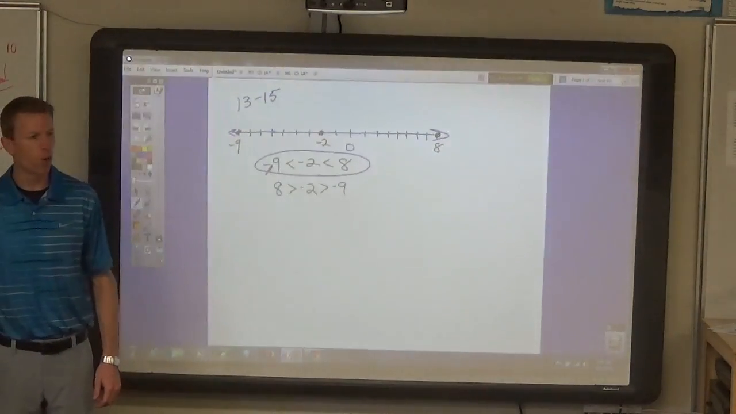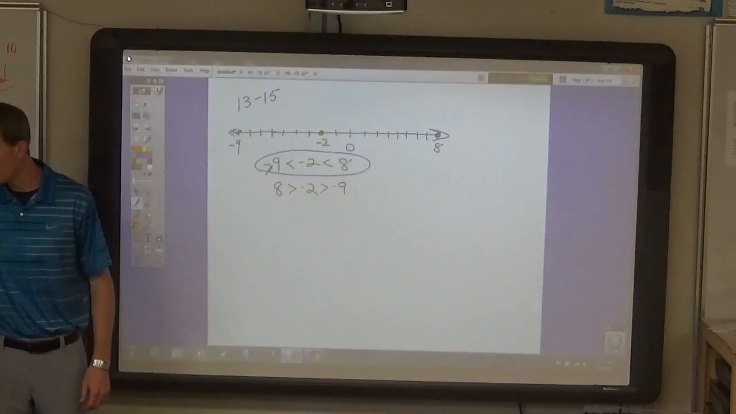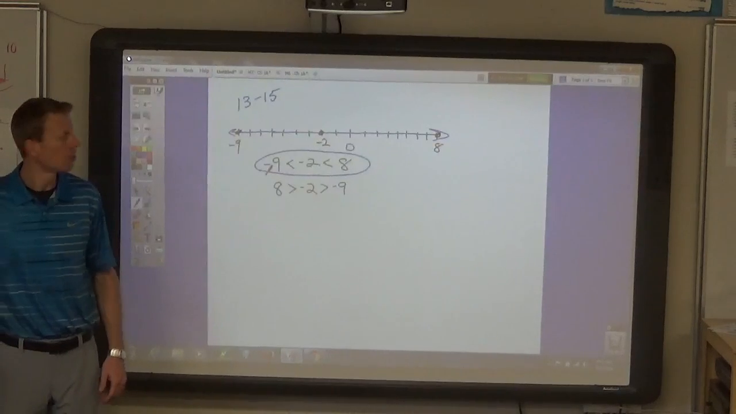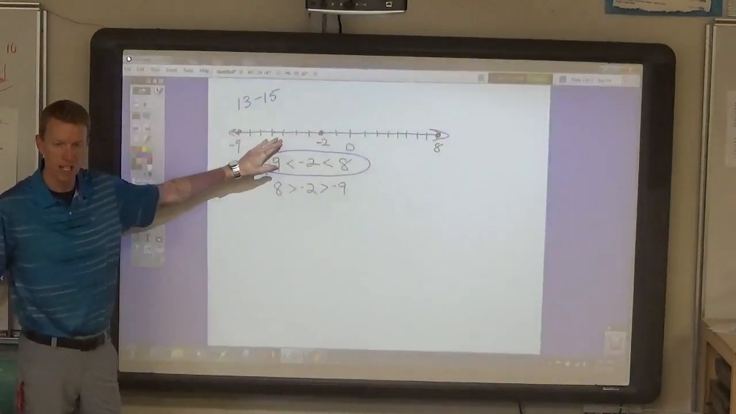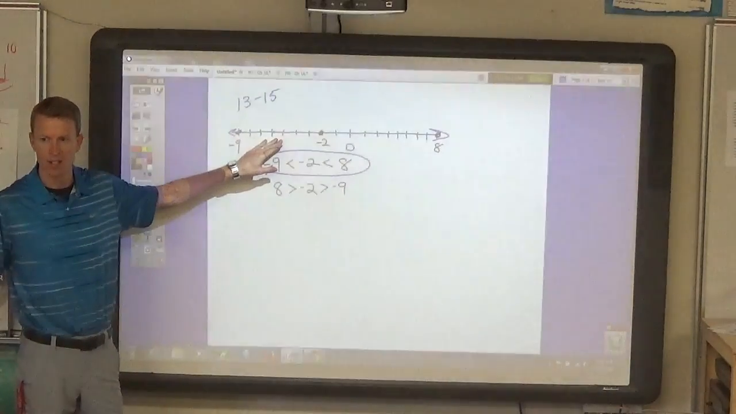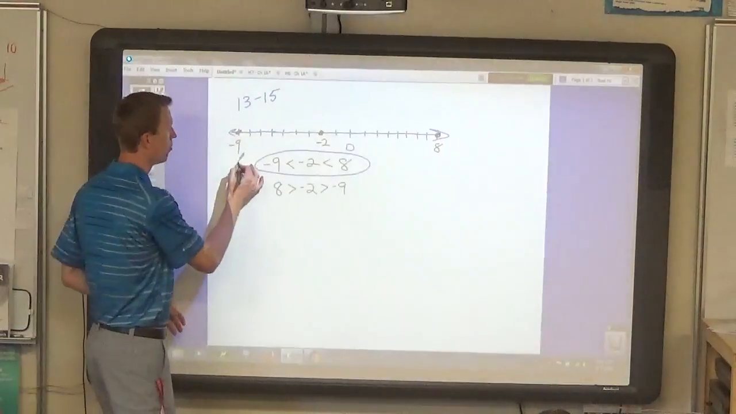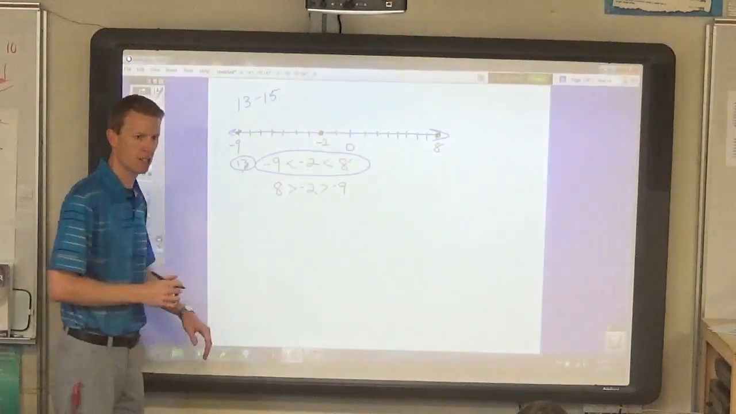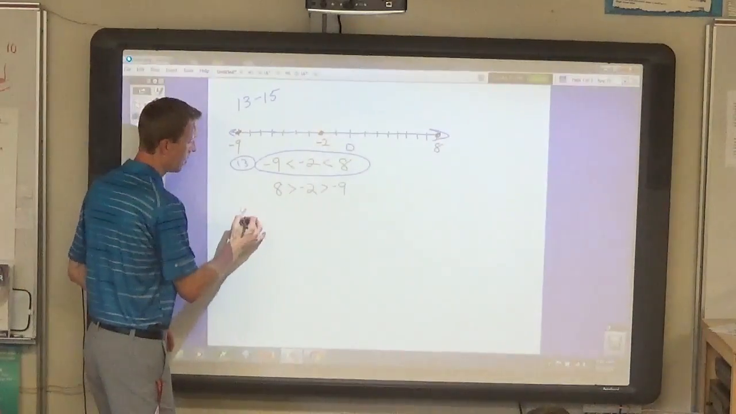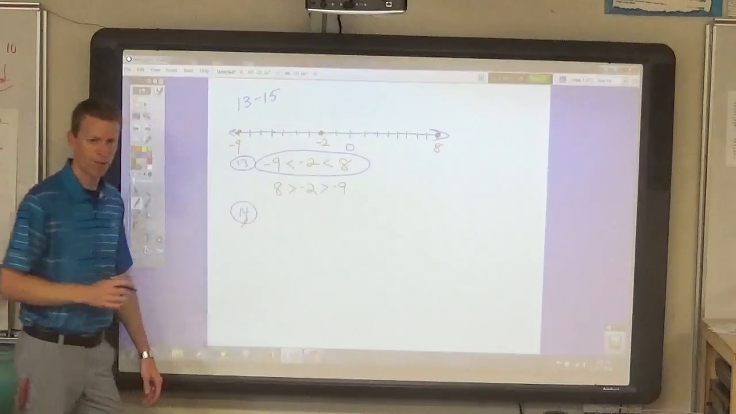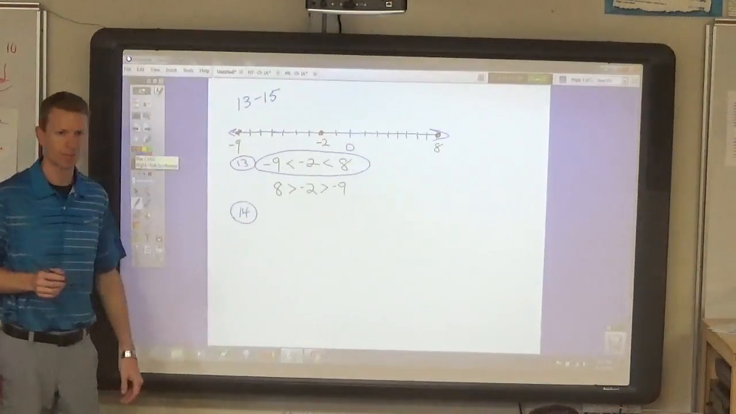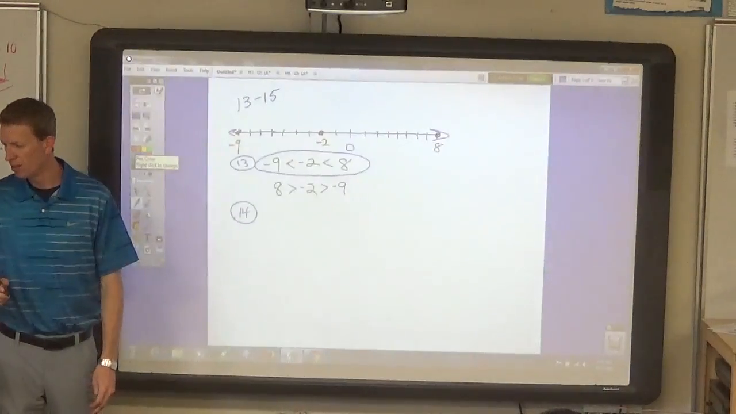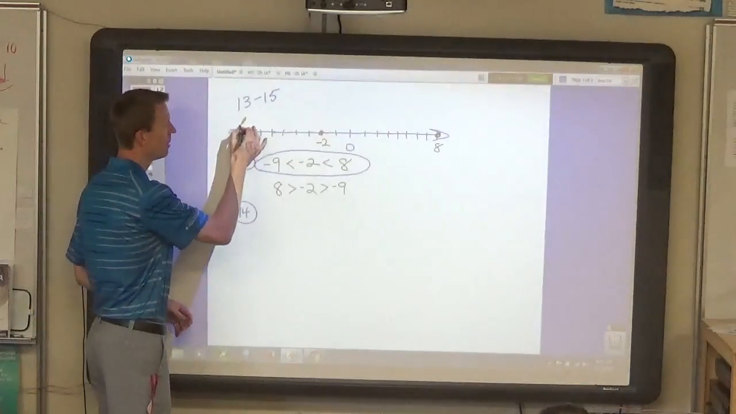Do the same thing for 14 and 15. So for 13 through 15, yeah, you can use the same number line for 14 and for 15. The second part of your answer will be different. This is the second part of the answer for number 13. The second part of the answer for number 14 will be different because we have different numbers.